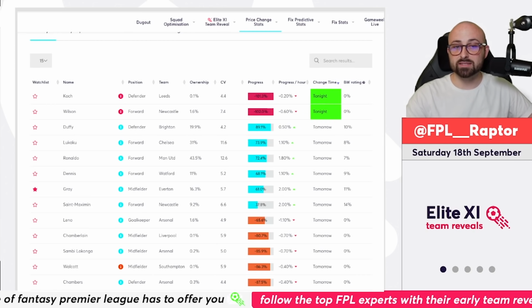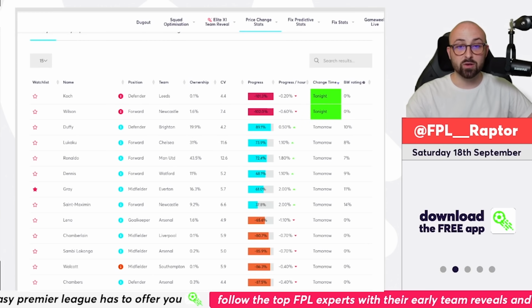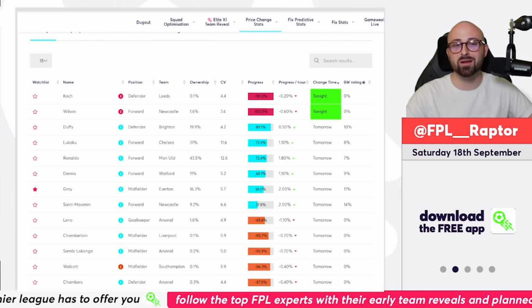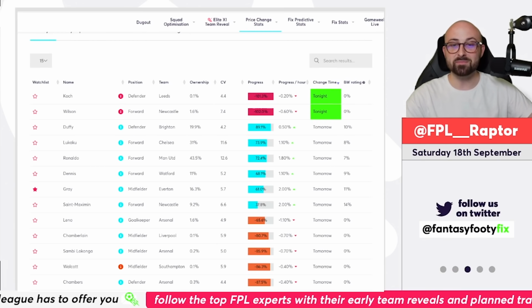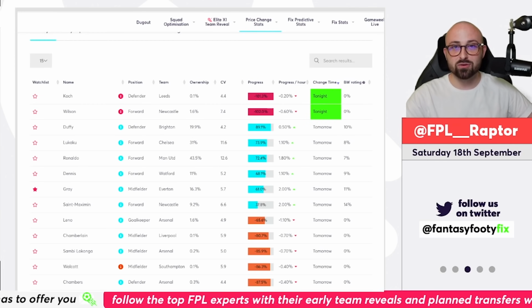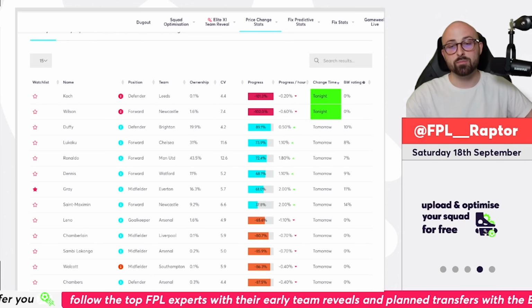Duffy looks like he could rise tomorrow, go up to 4.3. He's at 89% progress at the time of recording. Lukaku is close to a price rise as well, so if he does anything against Spurs, it would probably go up to 11.7. And of course, that man Ronaldo as well looks like he's close to another rise. So both Lukaku and Ronaldo could be 11.7 and 12.7 respectively by tomorrow night, but we'll discuss them in more detail tomorrow.